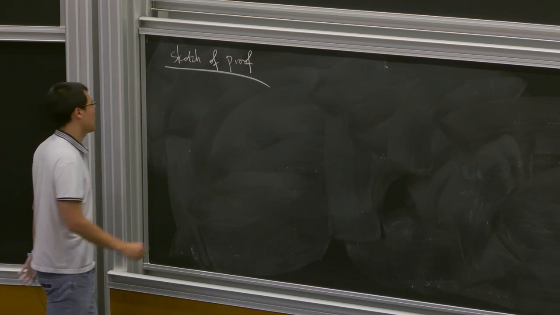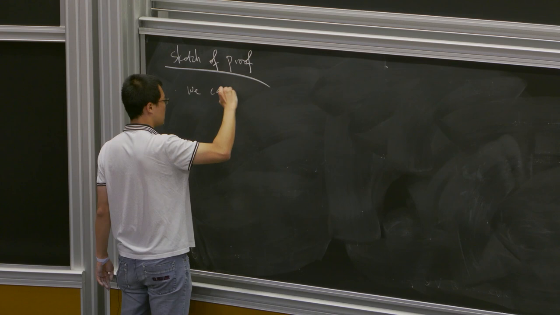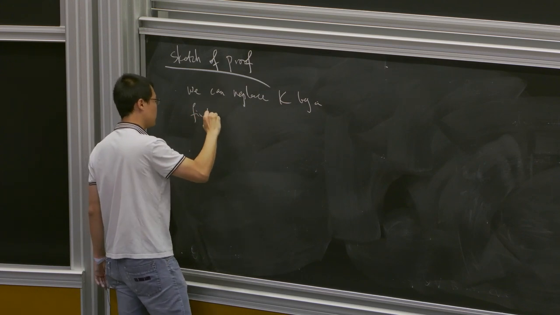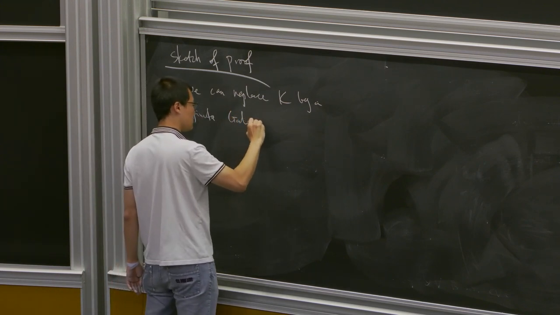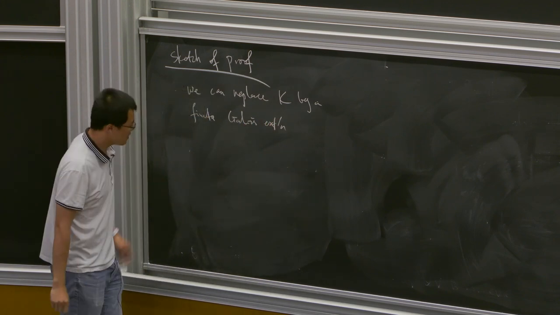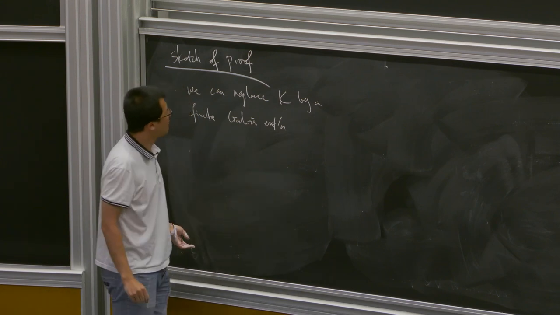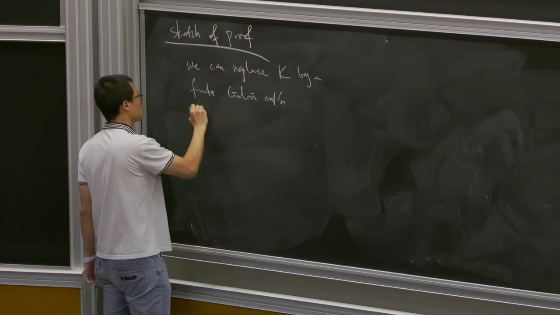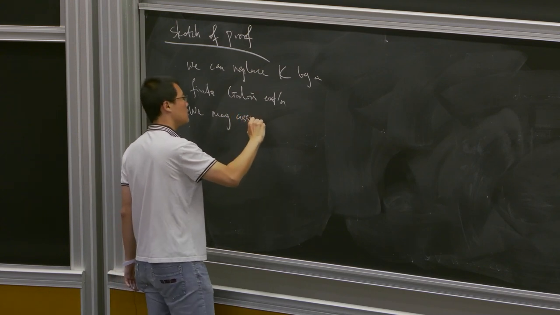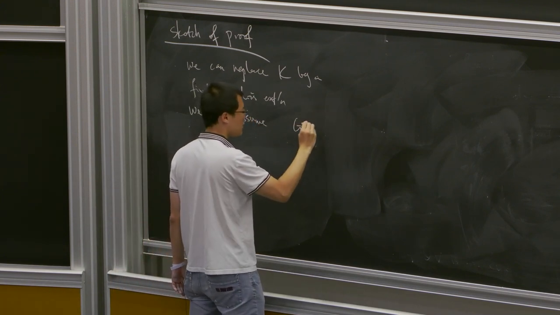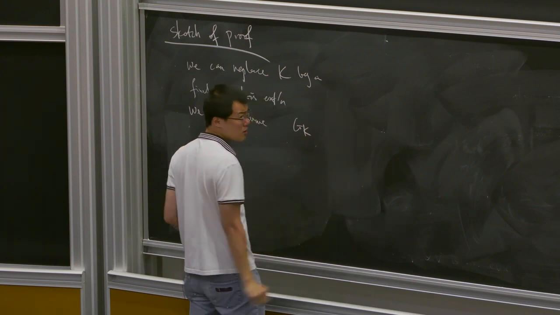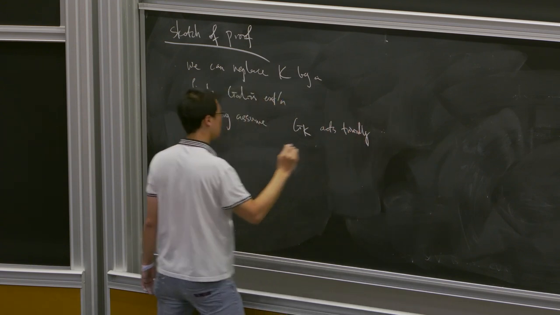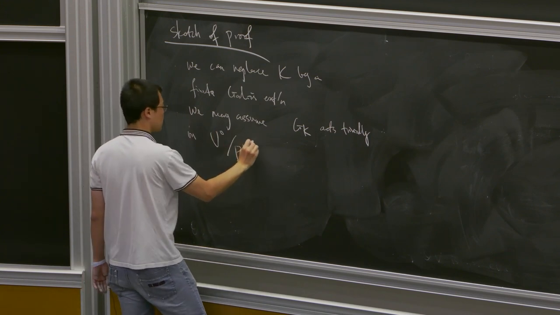First observation is that we can replace K by a finite extension, or even a finite Galois extension, just by Galois descent. So we have this freedom. In particular, we may assume that the unit ball is G_K stable, and moreover, G_K acts trivially on the unit ball mod P.